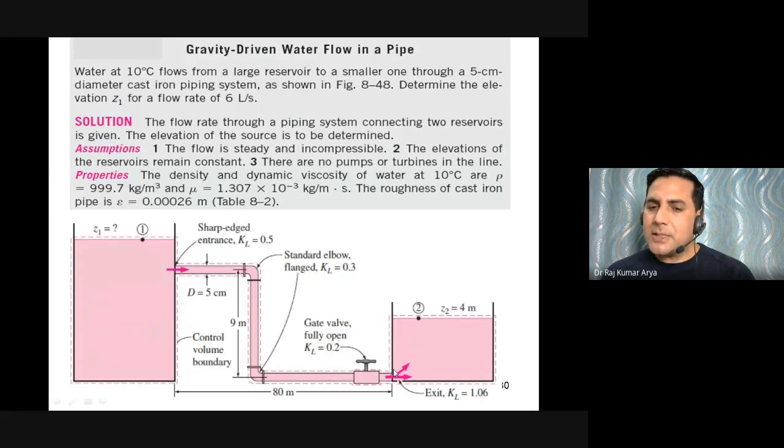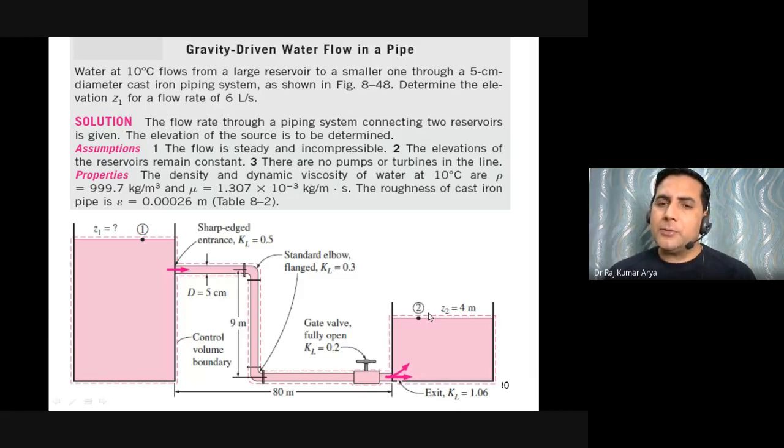This is your sharp exit end. So exit losses we mentioned all the time. For all types of exit losses, the KL is 1 actually. So they have given the value 1.06, so nearly 1. So for this also you have here point 1, Z1, point 2, Z2.